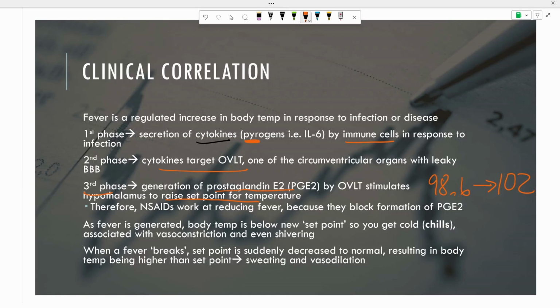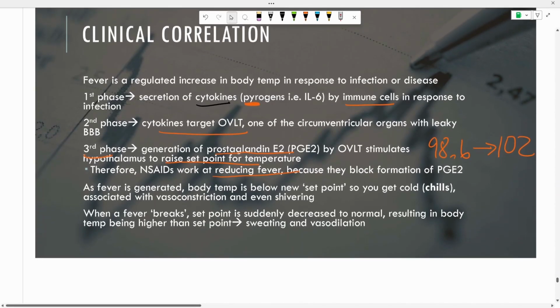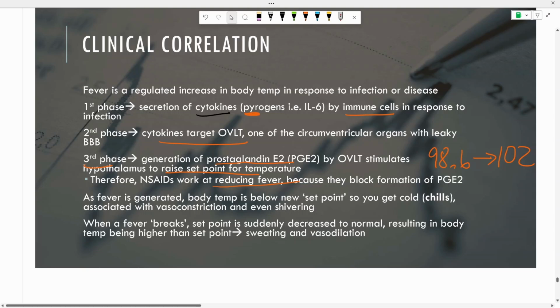Now, because of these prostaglandin formations, if you give someone an NSAID like ibuprofen or Advil, how they work reducing your fever is they block the production of prostaglandin E2, which then can never get to the hypothalamus to trigger a fever, because we're blocking it. As the fever is generated, your body temperature is now colder than your set point. You're going to feel chills, and you're going to start shivering because your body temp is less than what the hypothalamus wants it to be. So we're going to trigger a response to raise your temperature.